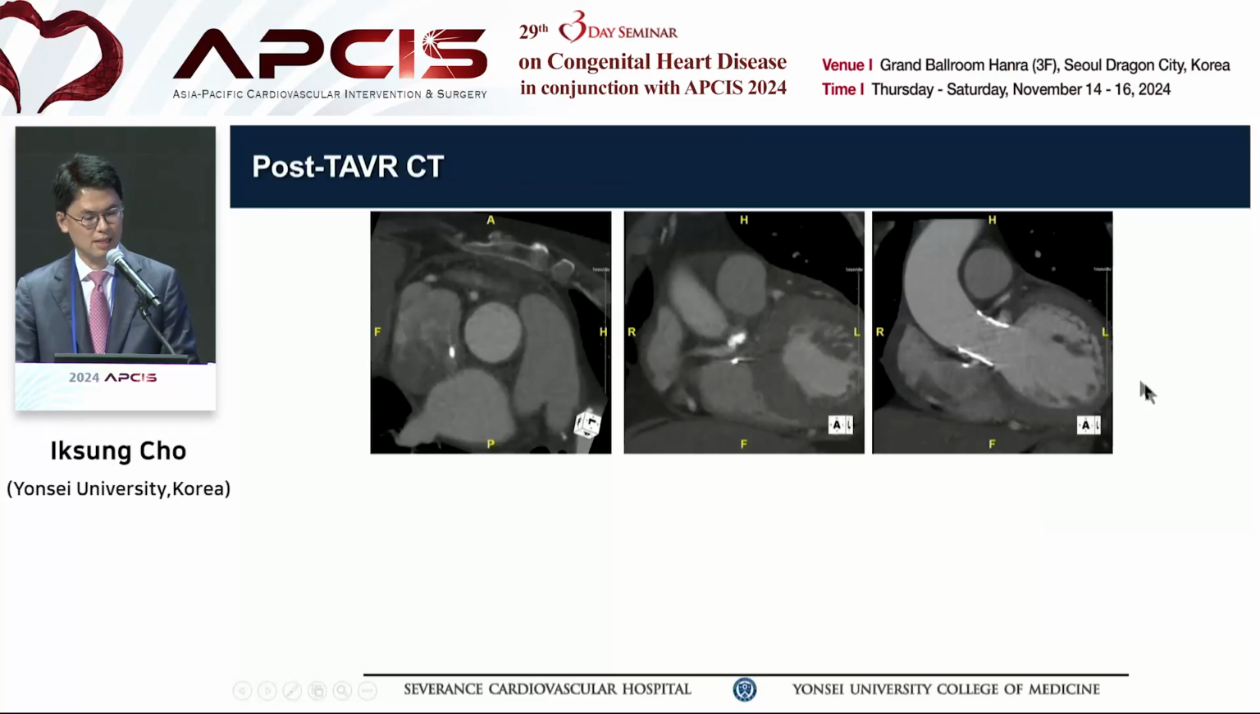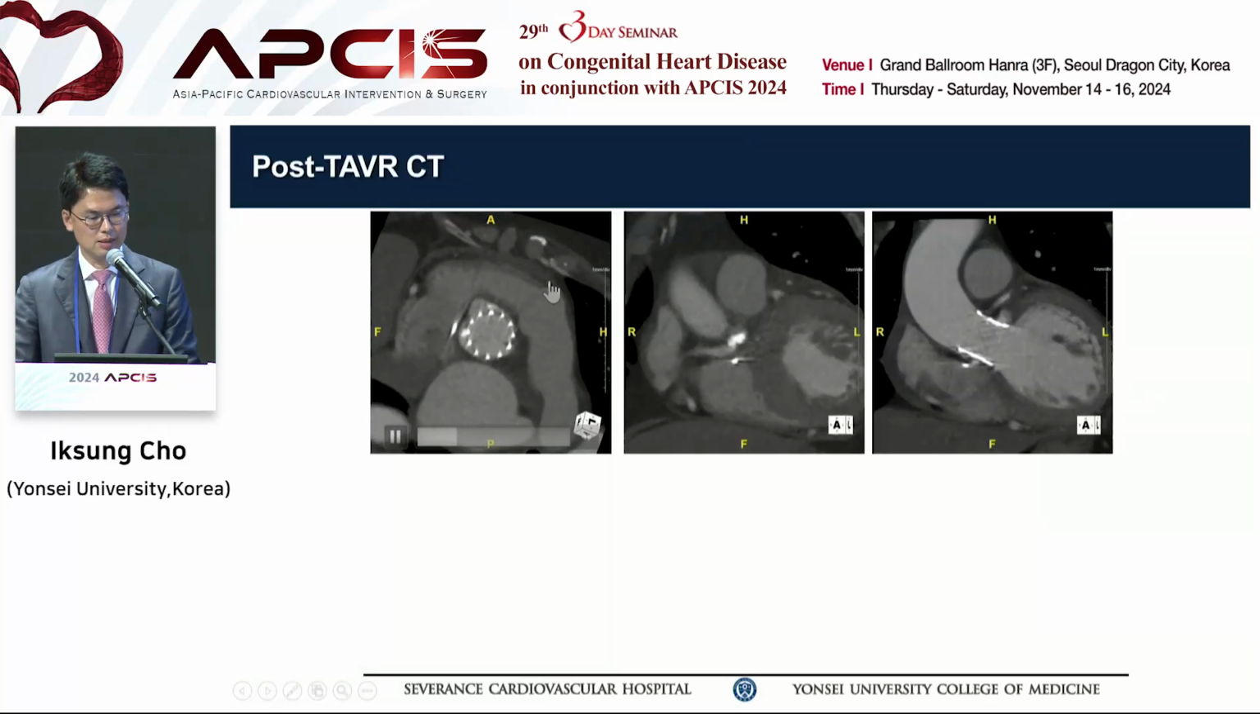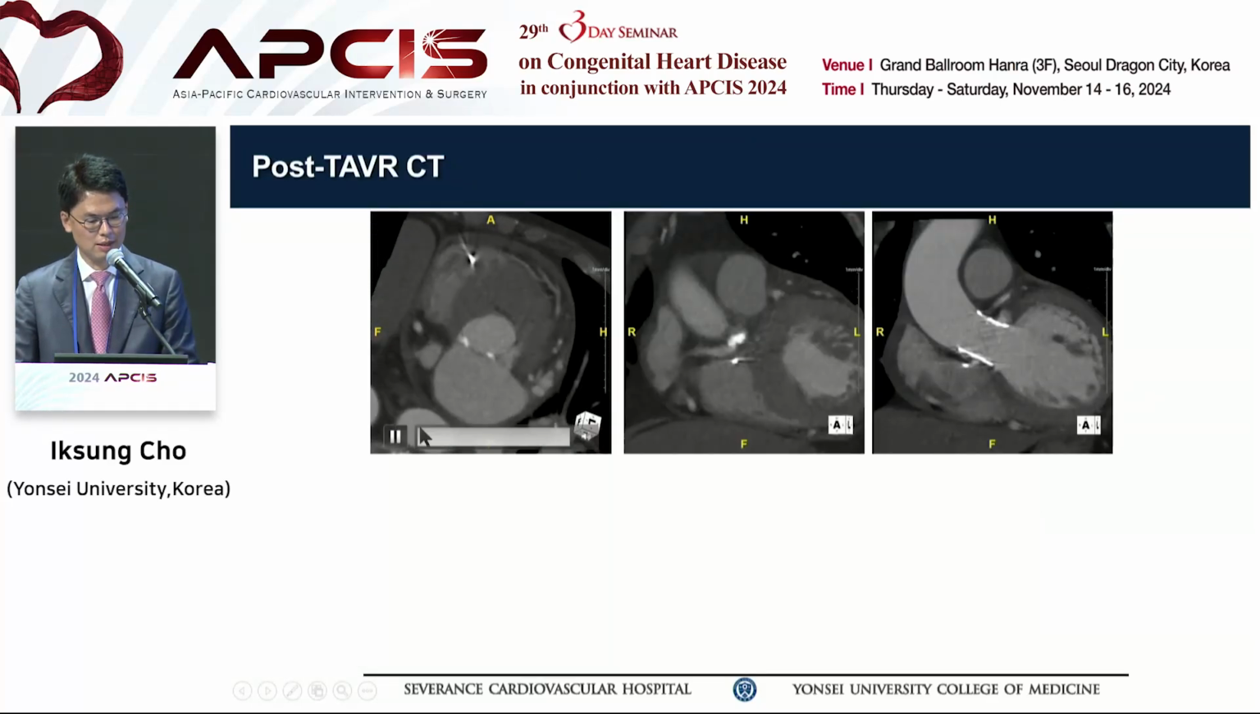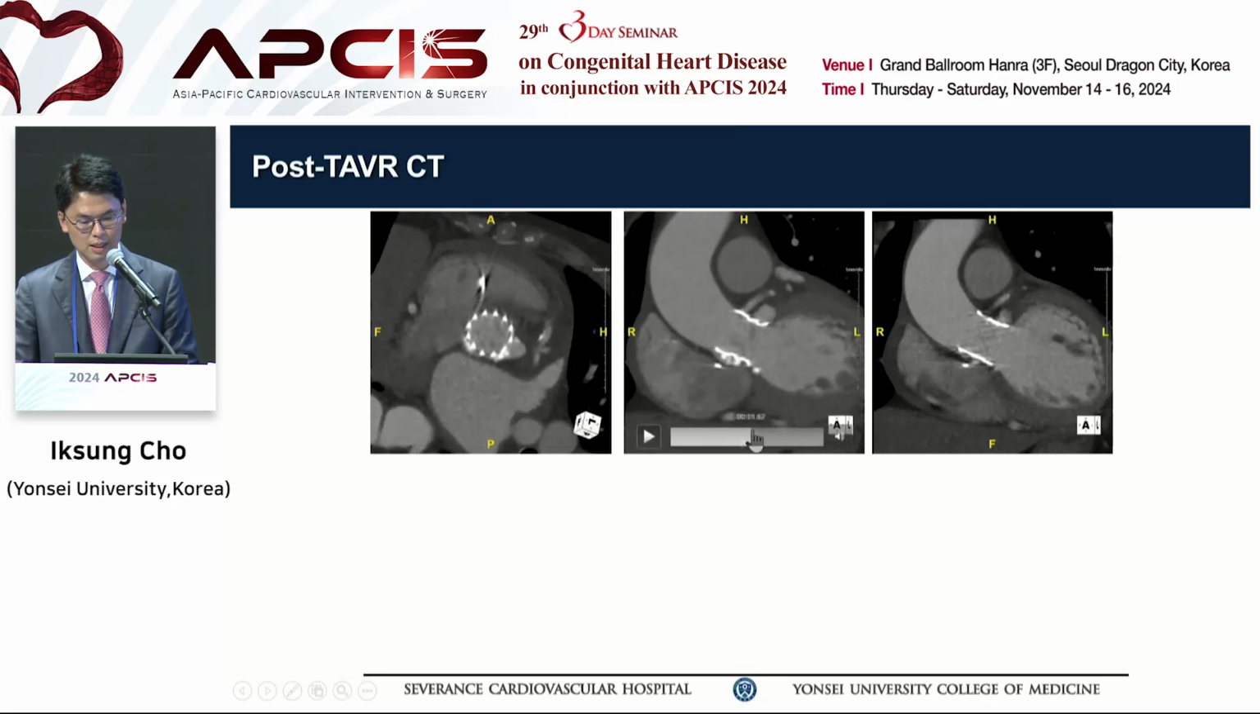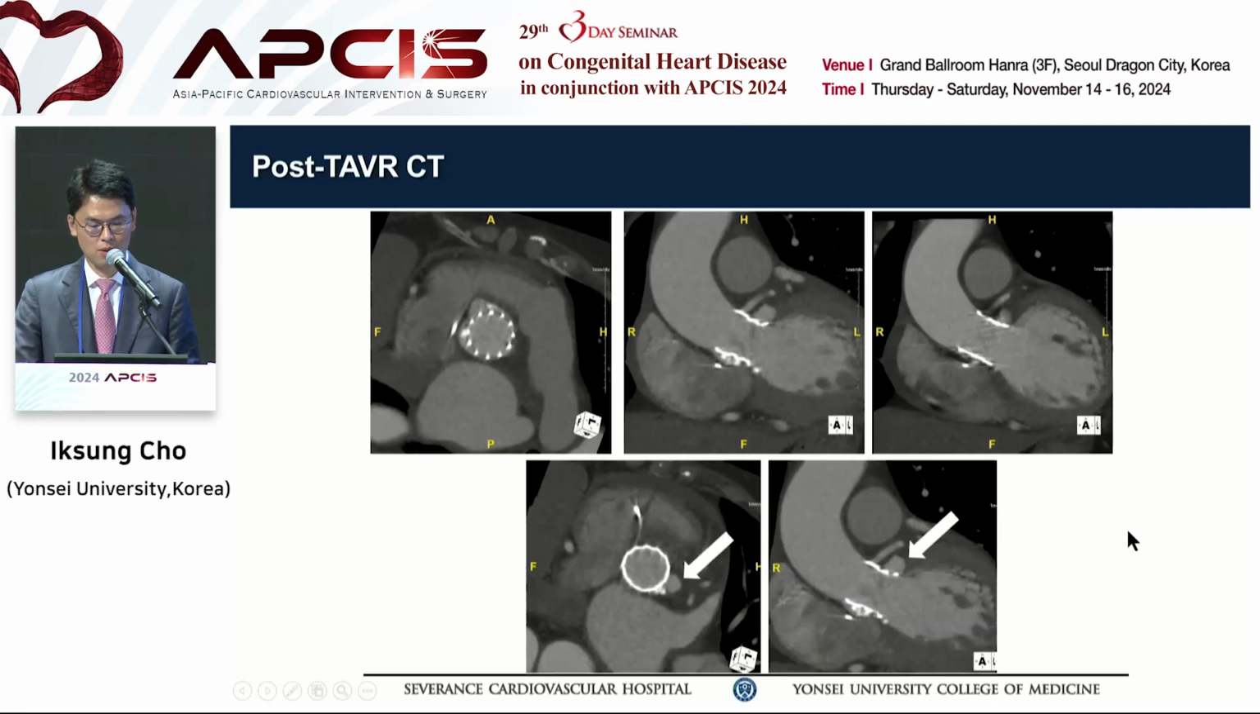So why did this happen? This is a post-TAVR CT to evaluate this. In CT, we can also appreciate that there is a contained annular rupture here, and this is just beneath the left coronary artery. But there is no pericardial effusion or other abnormalities. So this is a contained annular rupture. Why did this happen?